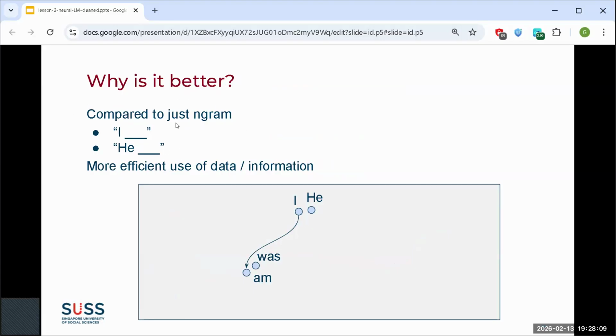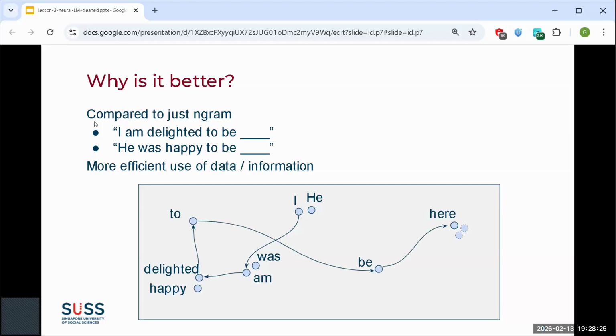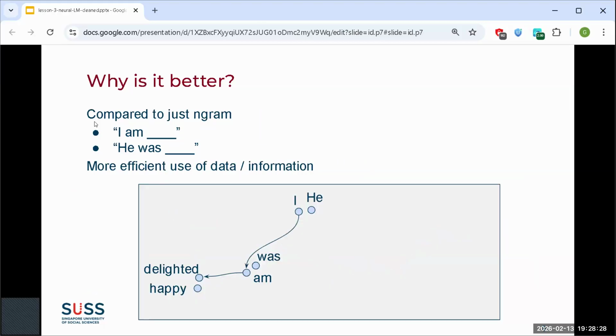But if you look at n-grams and just predict using n-grams, it's like next word prediction. If predicting in pairs or triples of words or four words together, you can sort of predict the next word. So I am, you predict word by word, delighted to be here. But if I look at it in a different way, in more of a word embedding space, you can see at the bottom the I, he, was, am. These have certain coordinates in a space.